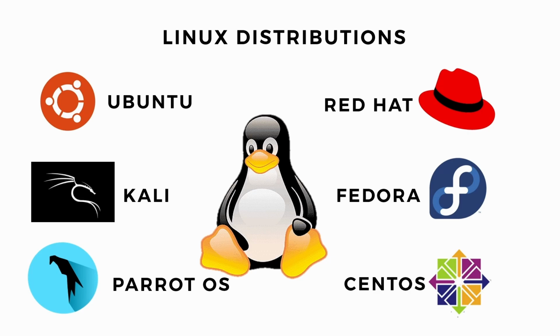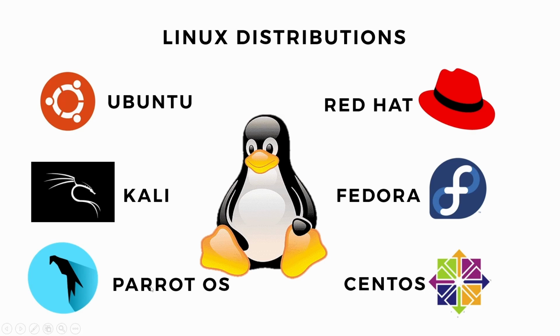Basically, Ubuntu is the most popular and user-friendly Linux distribution that is based on Debian, and it is known for its ease of use and broad community support. We also have Kali Linux. Kali Linux is a Linux distribution that is designed for penetration testing and ethical hacking. It includes a wide range of security tools for testing and analyzing computer systems and networks.